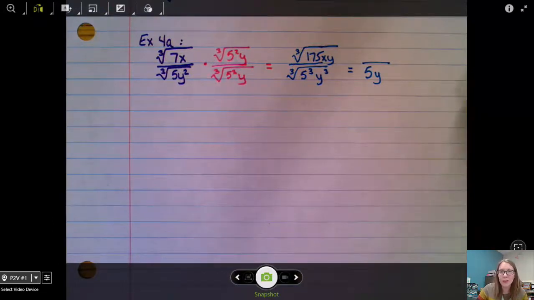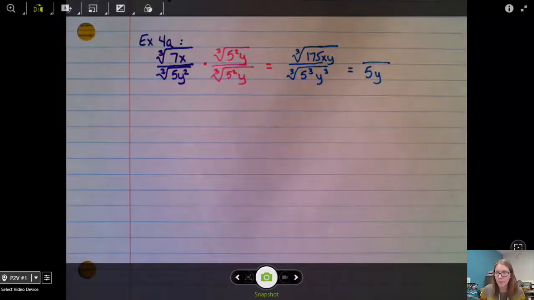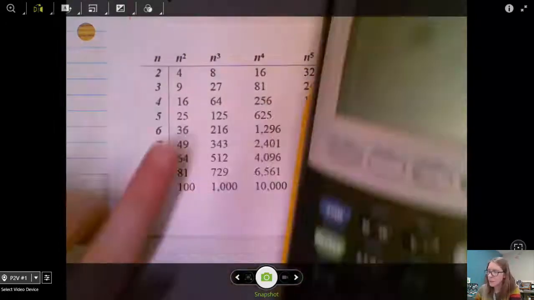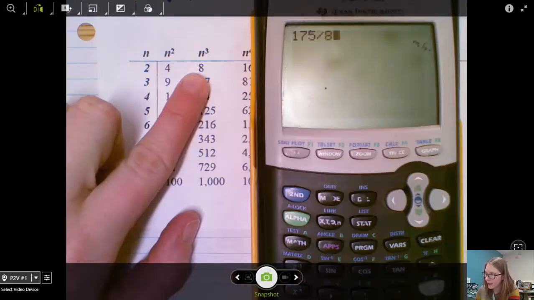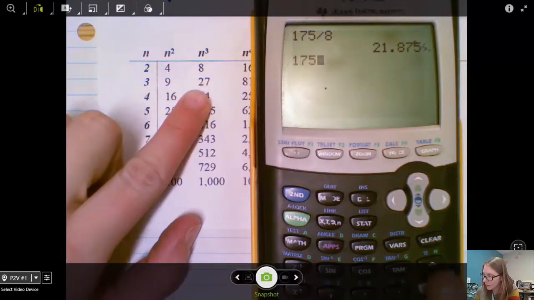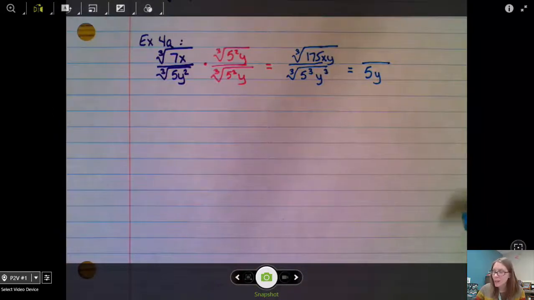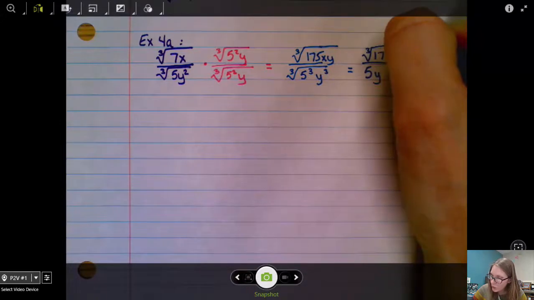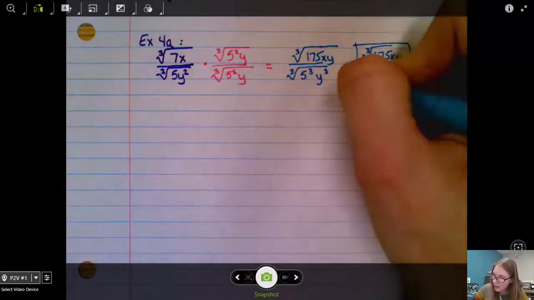The only other thing we'd want to check, is there anything we can do to simplify this cube root of 175? And if you like looking at your power table and thinking that way, my perfect cubes, well, 175 divided by 8 doesn't work. 175 divided by 27, no. 175 divided by 64, nope. So this would really be my final answer, the cube root of 175 xy over 5y. And I don't need absolute value anywhere because I had a cube root.